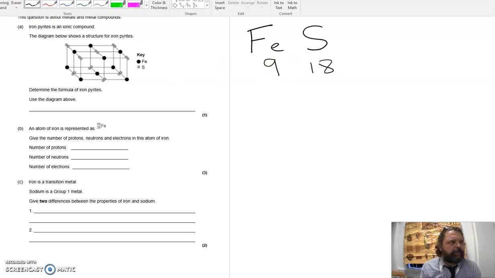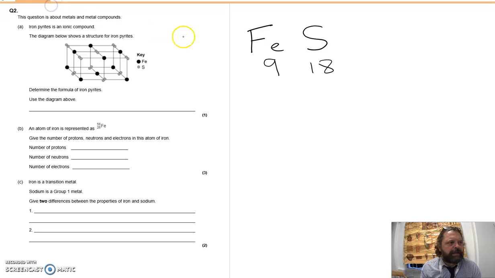Now I've got to look at these numbers, and I've got to think, how can I make this the simplest possible ratio? And I can see that both these numbers divide by 9. So 9 goes into 9 once, into 18 twice, which means my final answer for the formula will be 1 Fe, so I don't need a number here, and 2 S's.